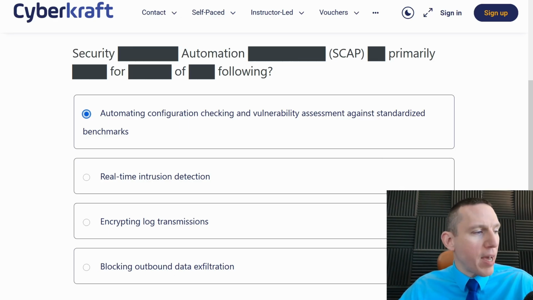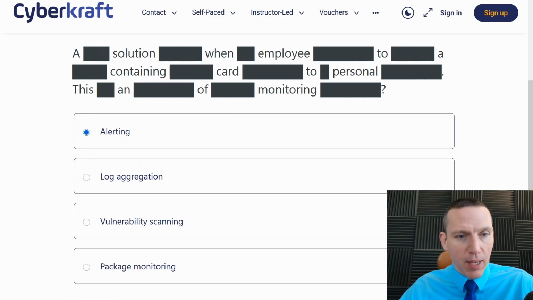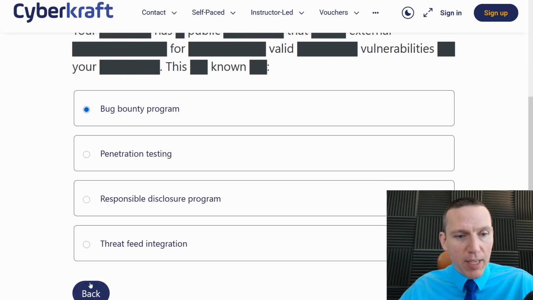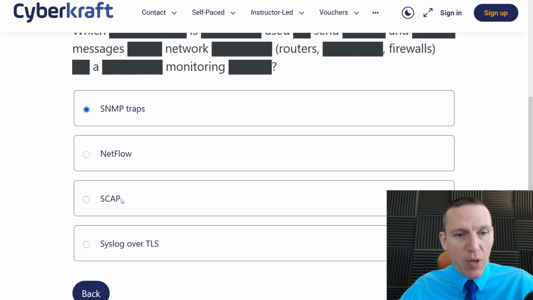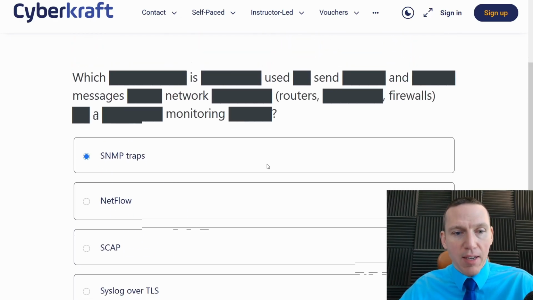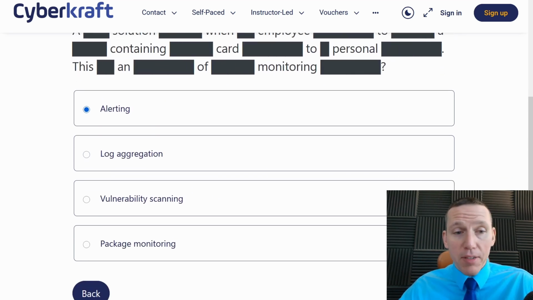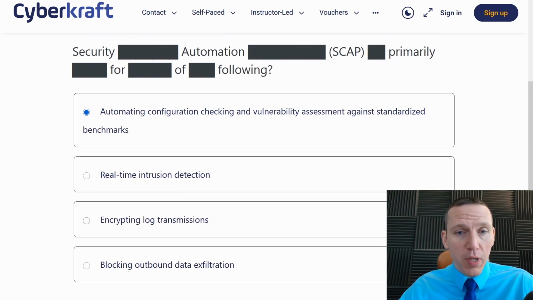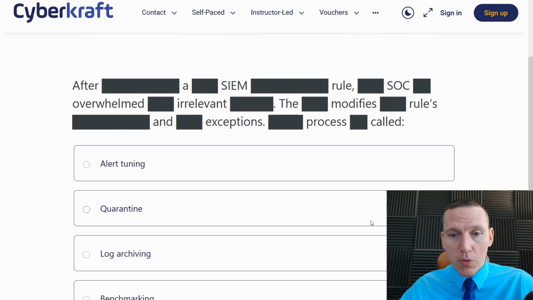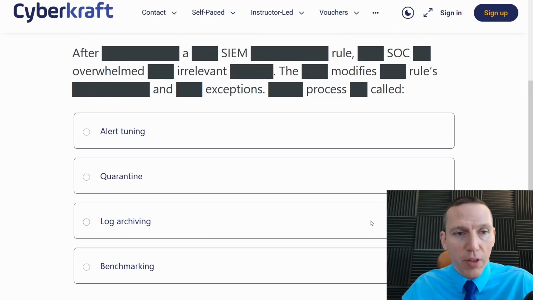Which means if we go back, didn't we have one where we picked SCAP? And I'm able to go back here. I don't think we picked SCAP. We had a choice for SCAP. I think this is SNMP trap. So I'm pretty sure about this one now. And that is something I would definitely recommend you do in the actual Security Plus test: use clues from one question to help with other questions.